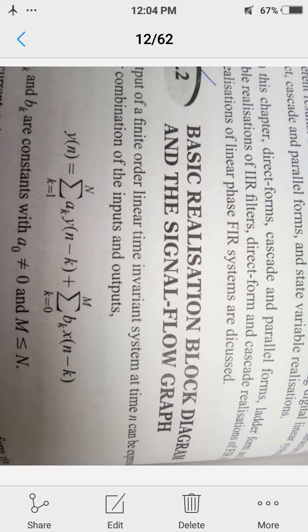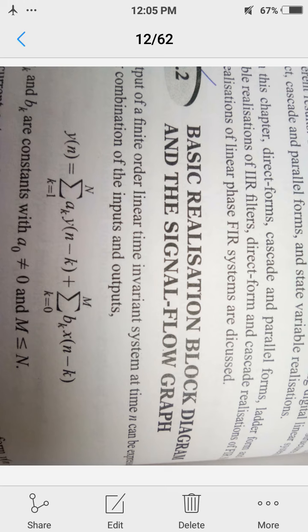So for the implementation of the specified difference equation of the system, the required basic operations, as we know, will be addition, delay, and multiplication. All this we have studied in signals and systems, and we have seen how a system block diagram can be represented by using the sign of addition, sign of delay, multiplication sign, and how feedback is used.